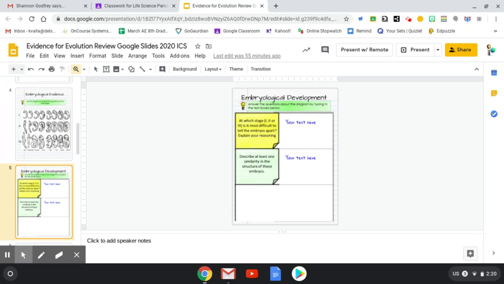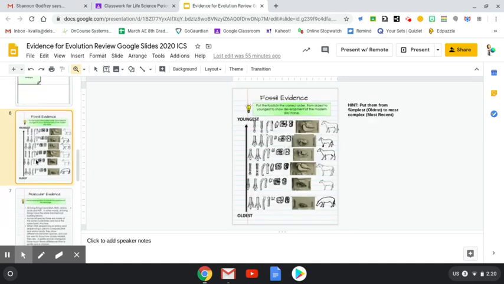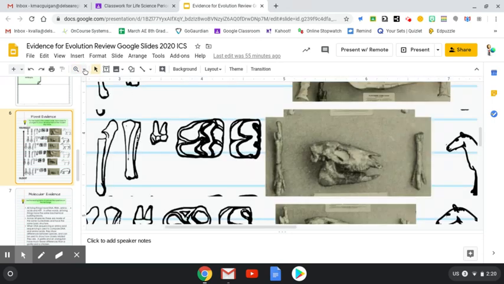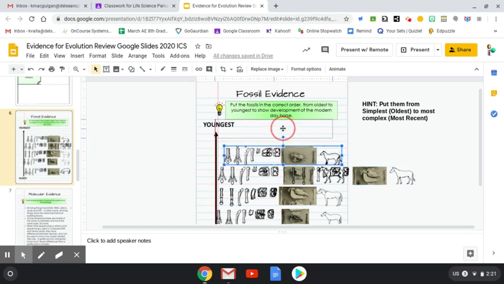And then the second question: describe at least one similarity in the structure of these embryos. So what can you always pinpoint or always find? The next one is dealing with fossil evidence. You're going to put them from the simplest or the oldest to the most complex, which would be the most recent. So the simplest is the oldest, and the more complex is the most recent. You'll look here. Let me make this a little smaller for you. You'll drag and drop, and you can put them in the respective parts.